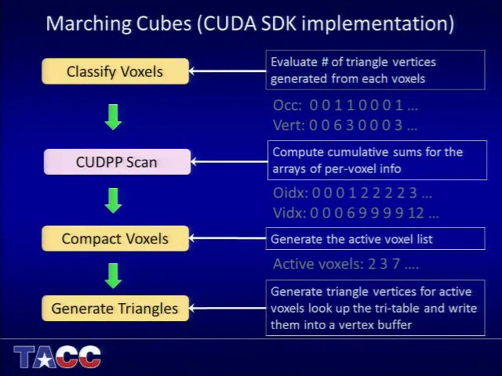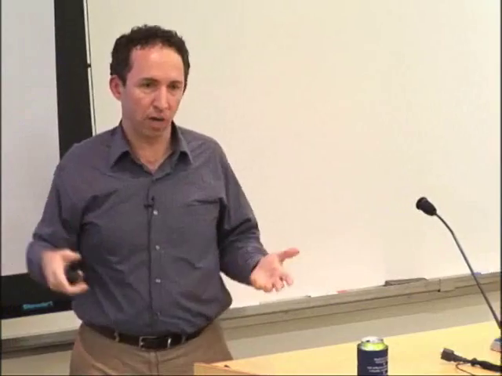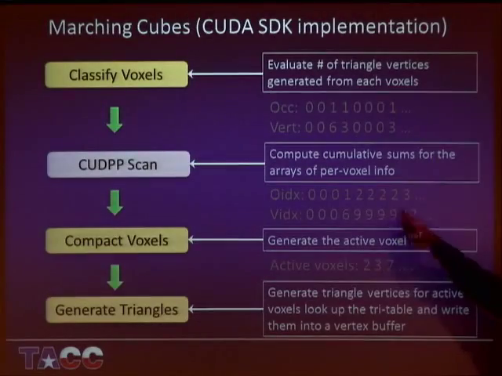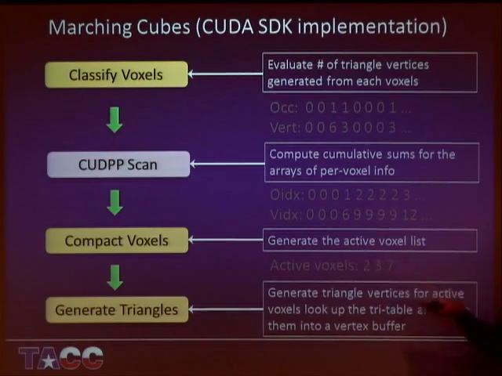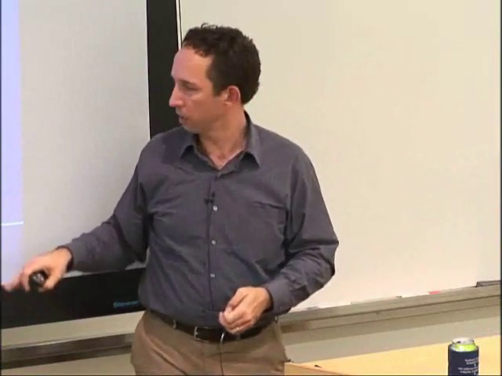Okay, and so the way this is done on the GPU is actually a three-step process. They classify the voxels, find out which voxels have your data value and which don't. You do a scan to determine where those voxels are, and then you compact them into an active voxel list and generate the triangles. Okay?